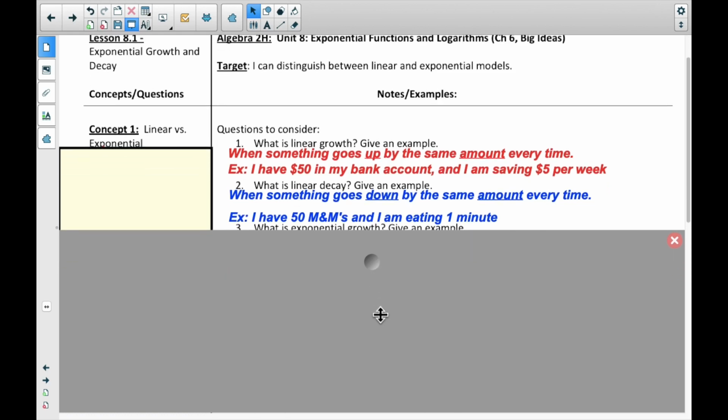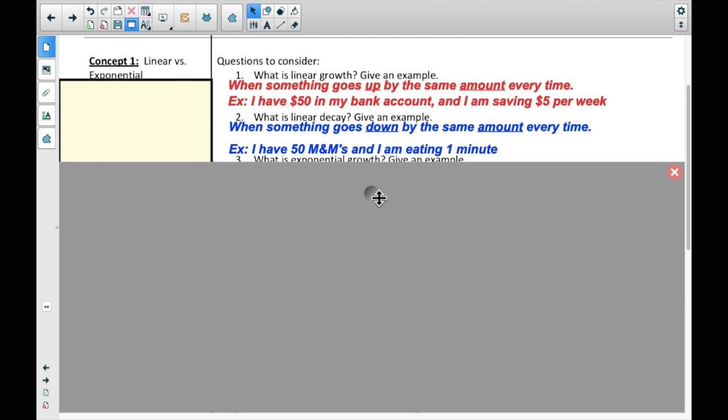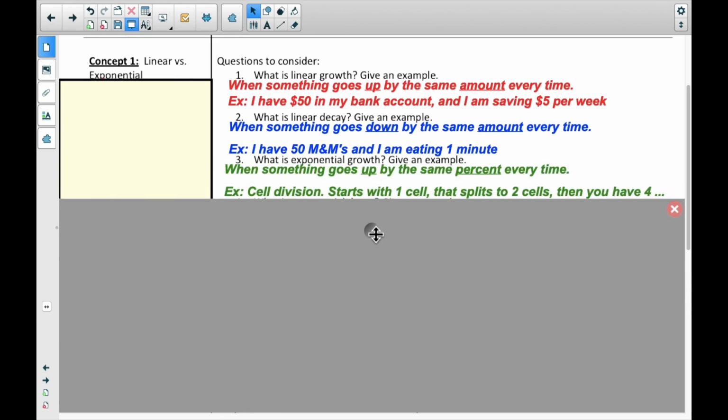All right, the difference between linear and exponential then is when we get to exponential, we're talking about it's going up by the same percent every time. Not the same amount every time, but the same percent every time. So, for example, you've probably studied in your science classes cell division. You start off with one cell, that splits up into two, and then those split, and you have four, and those split, and now you have eight, and so forth and so on. That is exponential growth. It's something that's growing not by the same amount, but by the same percent every time. You're multiplying by something rather than on the first two, we were adding something.